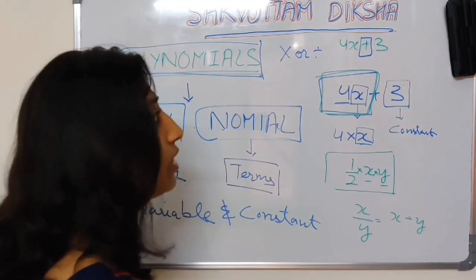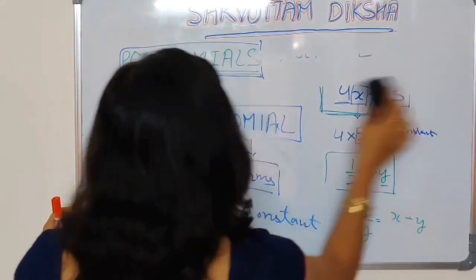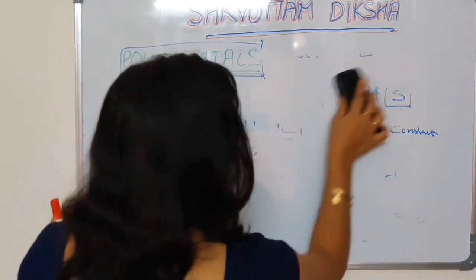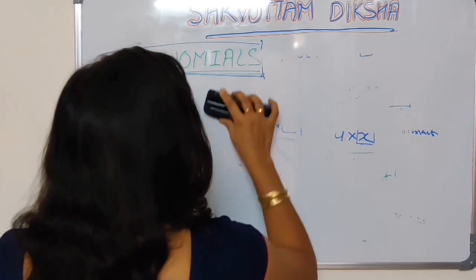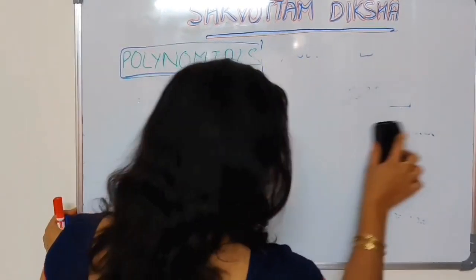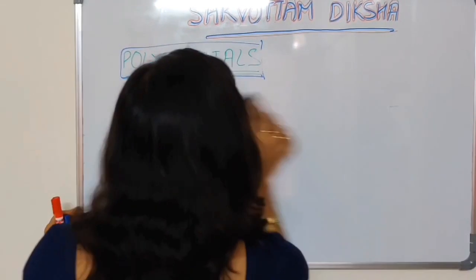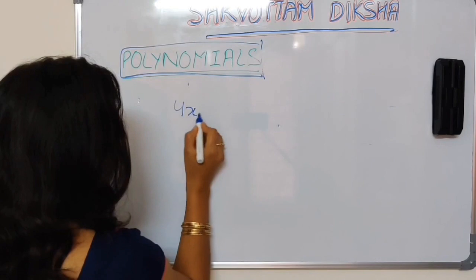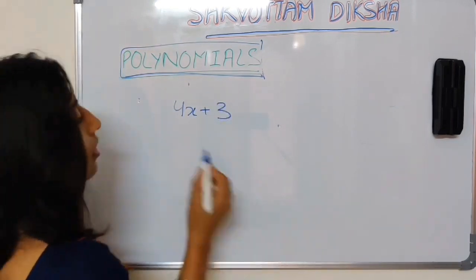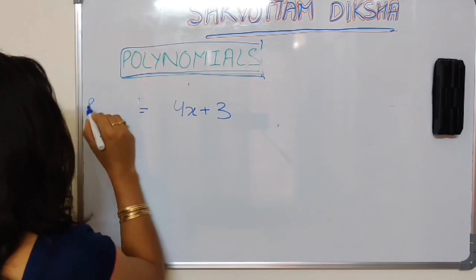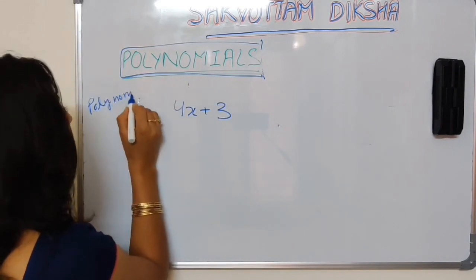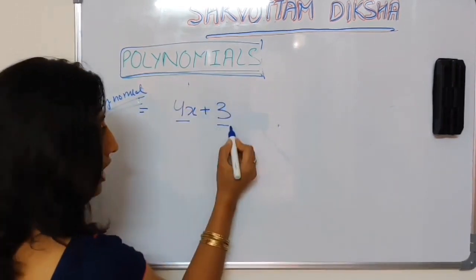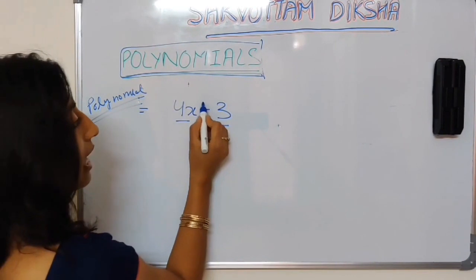And how are these polynomials formed? These polynomials are formed by a combination of these terms which are combined together either with subtraction or addition. Like this 4x plus 3 is a polynomial because we have two terms, one 4x, one 3, and they are combined with a plus sign in between them.